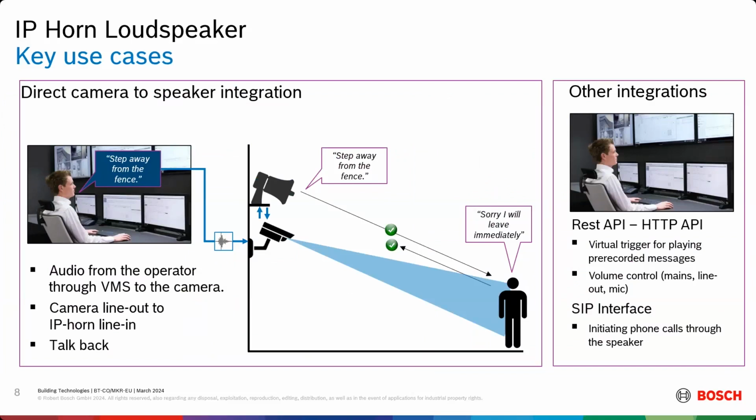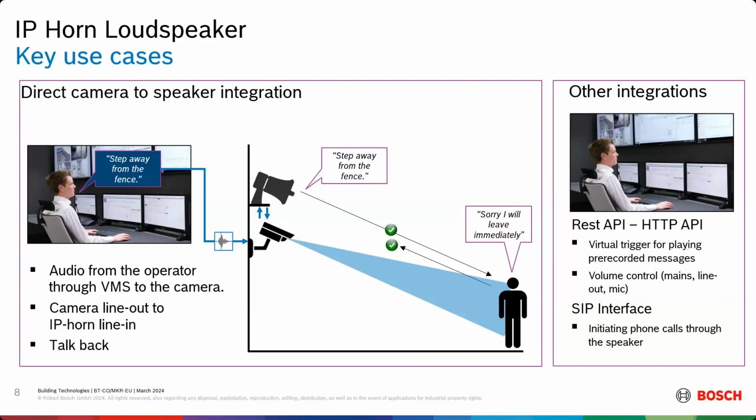What we can also do is make direct integration between the camera and the loudspeaker using the audio in and the line out connections between the camera and the loudspeaker. So in this case, the camera is connected through the video management software. Some cameras also give the ability that you can actually talk through the camera. But if we connect the loudspeaker, we are actually reinforcing that audio using the loudspeaker.